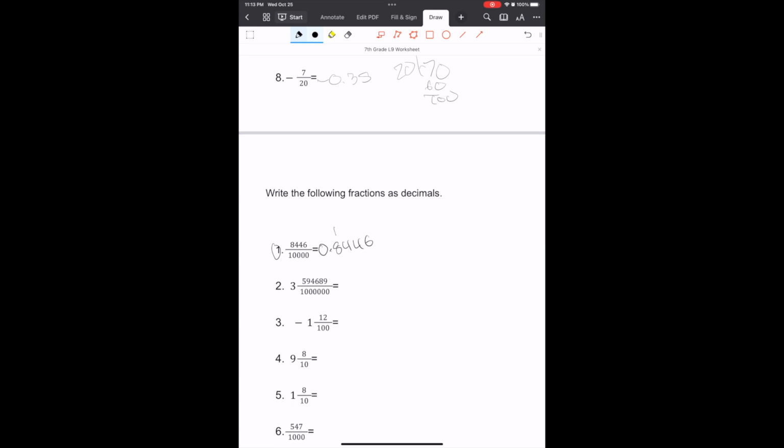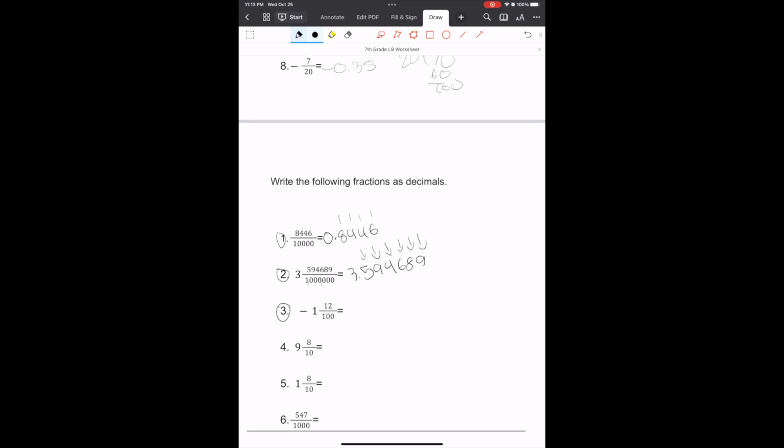This is the tens, hundreds, thousands, 10,000s. So we just put the 0 point, and that's it in decimal form. Same thing over here for 2. You just do 3.594689. This is to the millionth. This is 10th, 100th, 1000th, 10,000, 100,000, and millionth place.